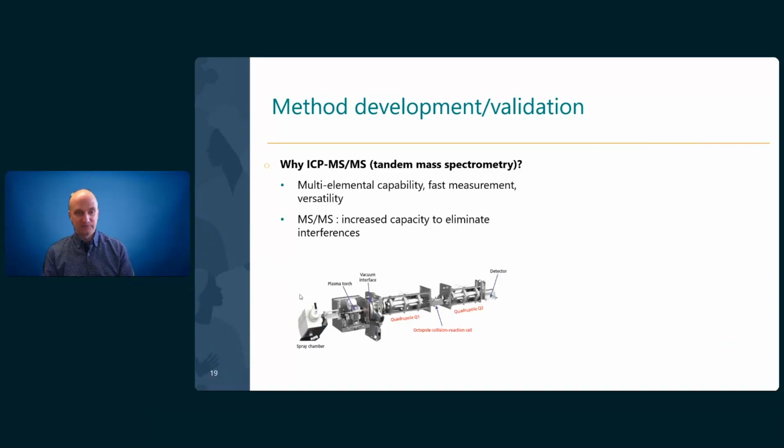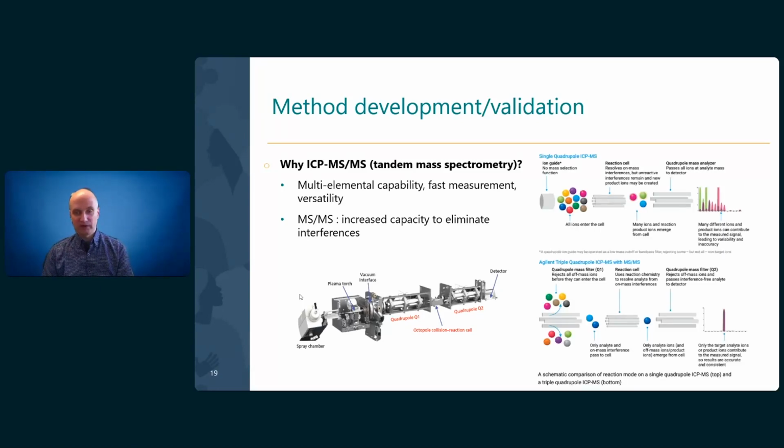And there are other advantages like the multi-elemental capability. For a method, let's say with 40 elements, you can run a sample in less than 4 minutes, which is quite fast, but also its versatility. But the MS-MS has been chosen because of its great capacity to eliminate interferences. And this is the main drawback of ICP-MS in general.